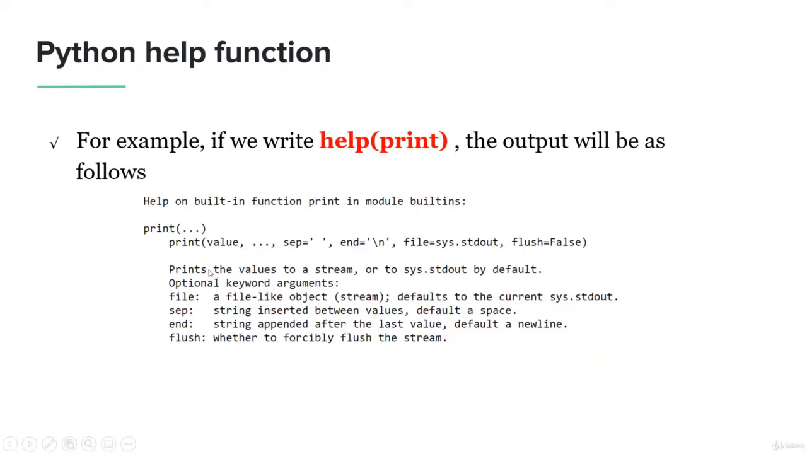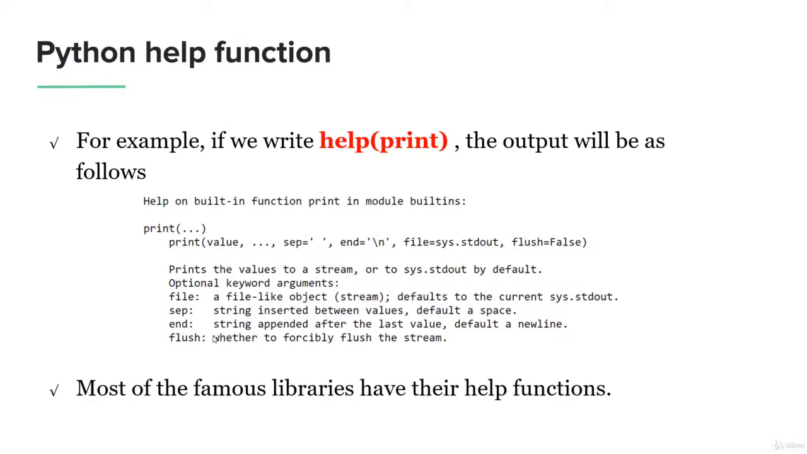And as you can see here, the description for this function prints the value to a stream or to sys.stdout by default, and optional keyword arguments. These are the optional keyword arguments you can use for advanced printing, for example, and so on. So this is basically the documentation for the function, inside your code. So you don't really need to go and search in the documentation to know how you can use this specific function. And most of the famous libraries that we are going to discuss, like pandas and numpy, have their own help function that can help you do the same exact operation we are doing right now, okay?